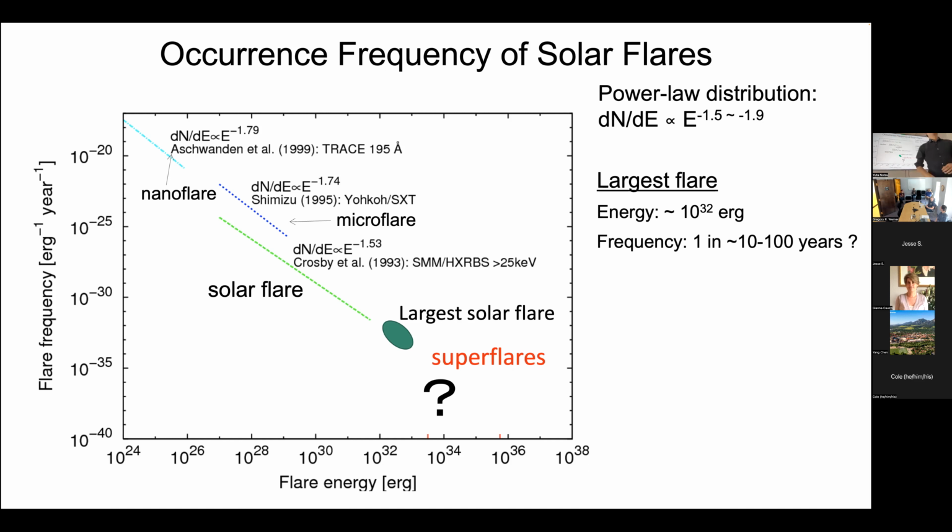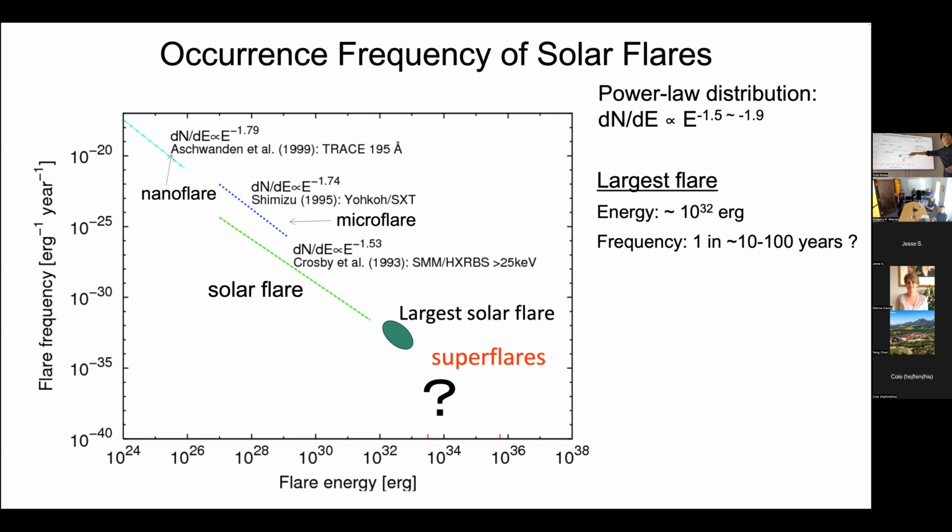I'm just not sure I understand the units on the vertical axis, erg inverse, year inverse. I can certainly understand a frequency per year, but how does that inverse erg enter into the calculation?